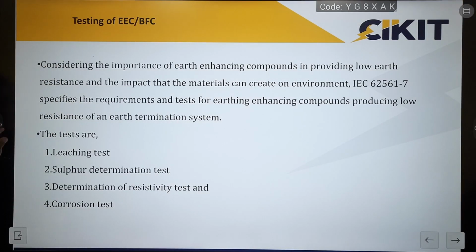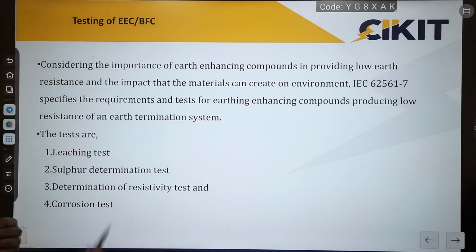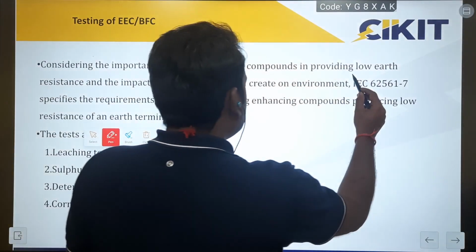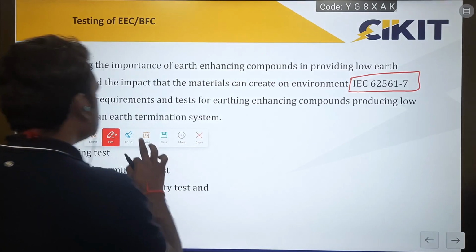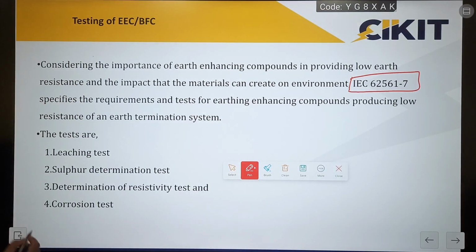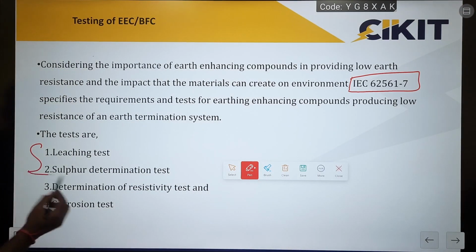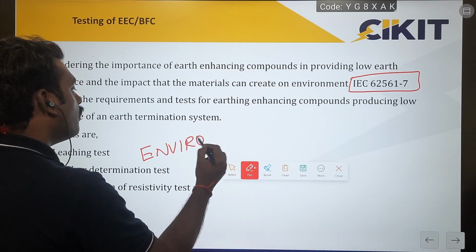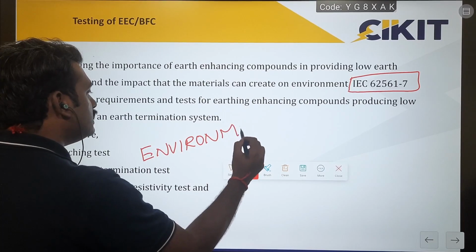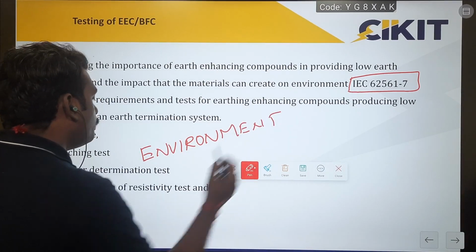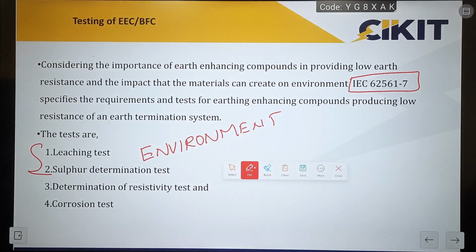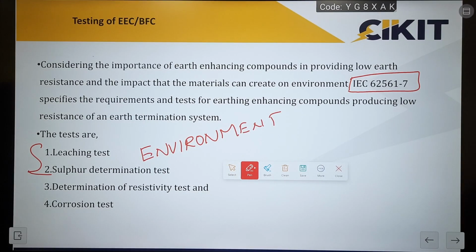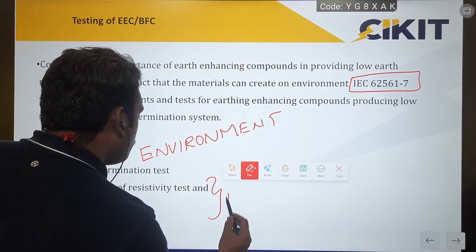for this earth enhancing compound. IEC 62561-7 is the standard which explains these 4 different tests for earth enhancing compound. The first 2 tests are related to the environment, so it should not pollute the environment. The sulfur content in this earth enhancing compound should be less than 2%. If the sulfur content is more, then the compound will be considered a failure. And the second, third and fourth are related to the performance.